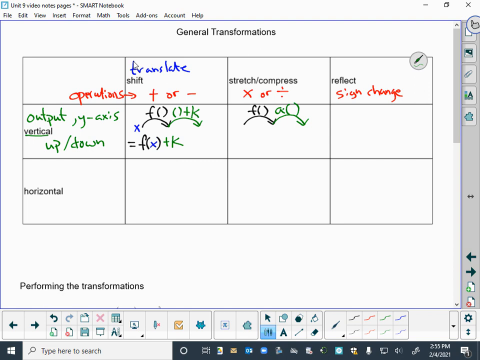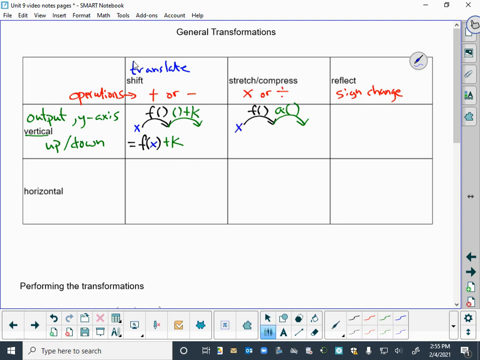If that number is bigger than 1, then this is a stretch. If that number is between 0 and 1, then this is a compression, because multiplying by numbers bigger than 1 makes things bigger. That's our idea of stretching. Compressing is making things smaller. So either dividing by a number bigger than 1 or multiplying by a number between 0 and 1 will make it smaller. So this is a vertical stretch by a.